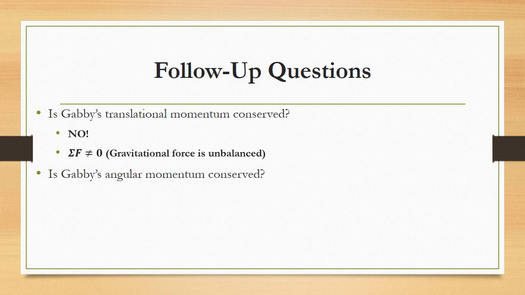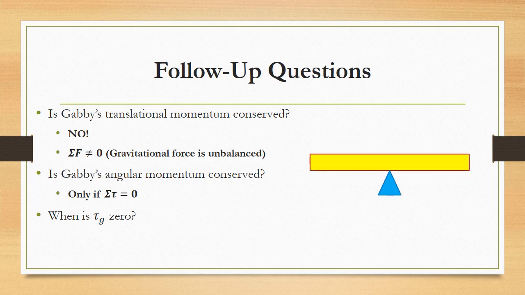What about our angular momentum? Would that be conserved? Well, like we talked about in the last video, angular momentum is only conserved if the net torque is 0. So torques always come from forces. The only force is gravity. So when is the torque of gravity equal to 0? It's a really simplified model, so we can try to determine just in general when the torque of gravity is 0 and when it is non-zero. So I'm going to start with just a rod on a pivot.